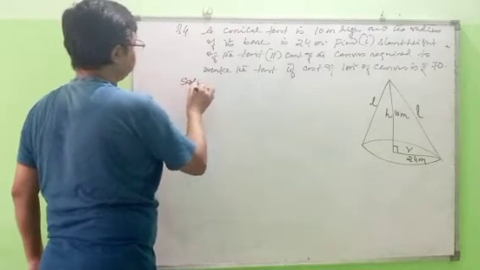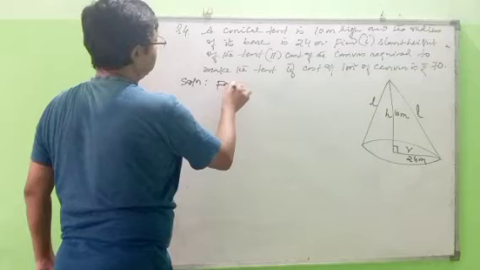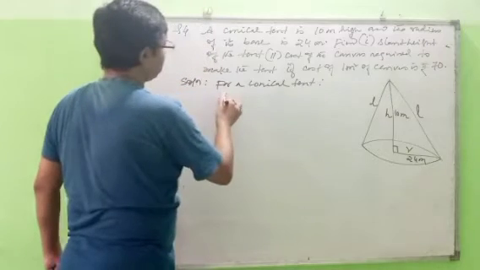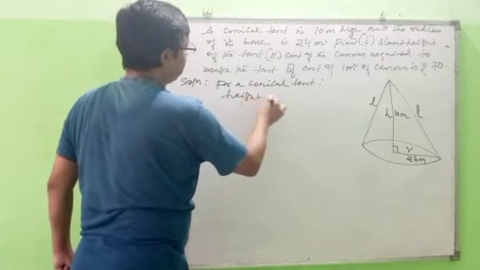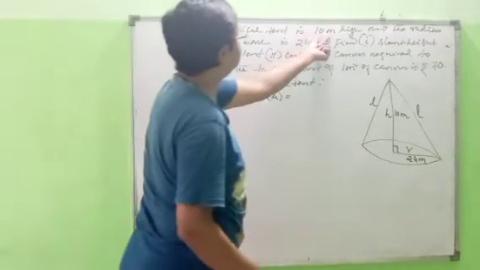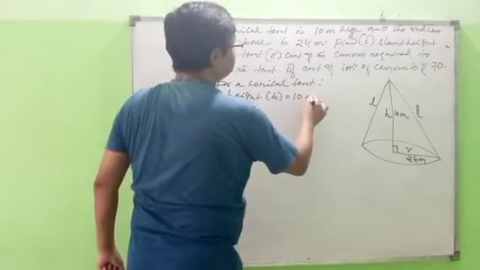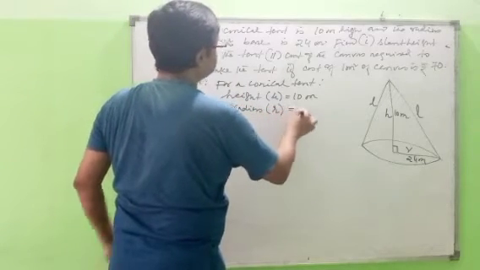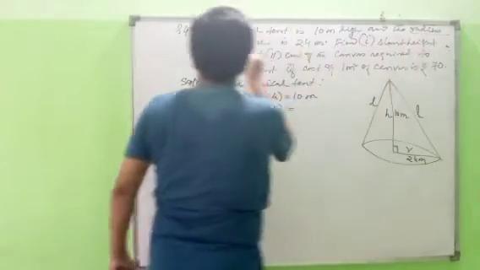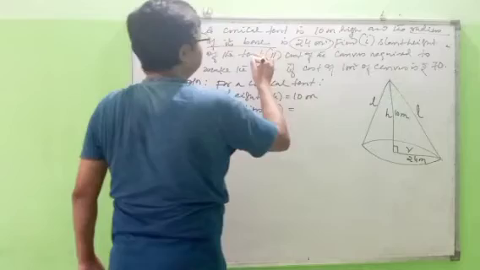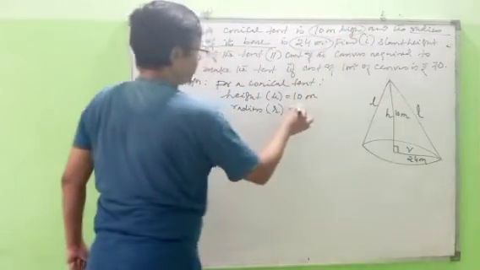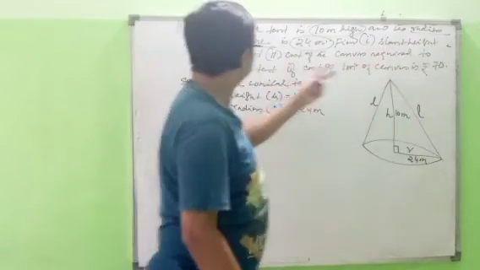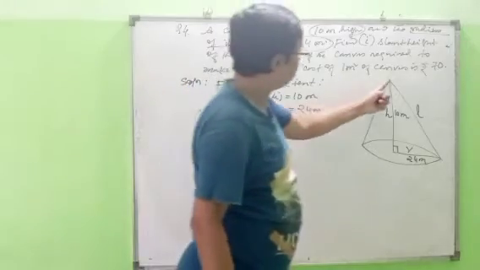Now solution. So for a conical tent, the height, say h, is given as 10 meter high, so the height is 10 meter. The base radius, denoted by small r, is given as 24 meter. Number 1, find the slant height of the tent. That means you are going to find out the value of L.